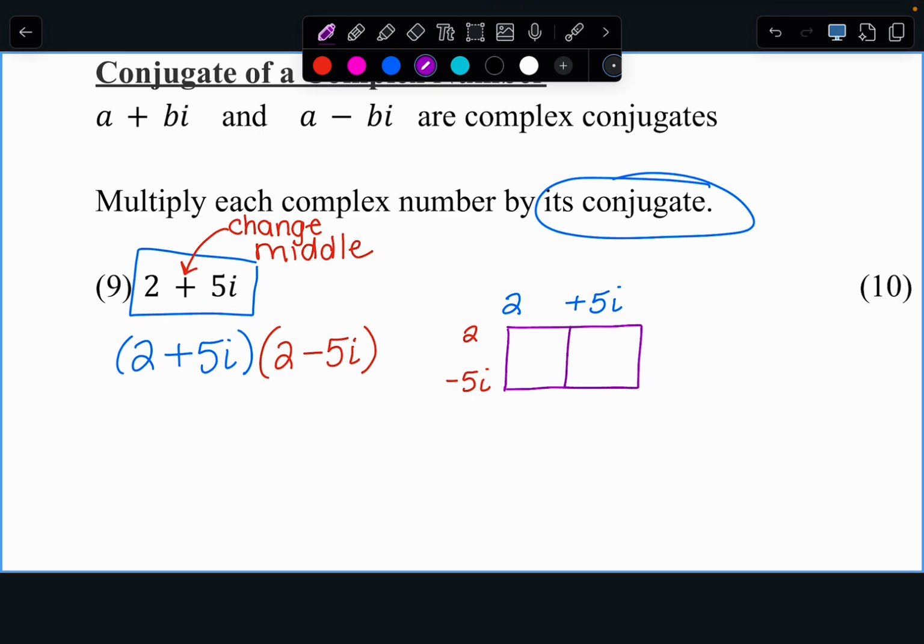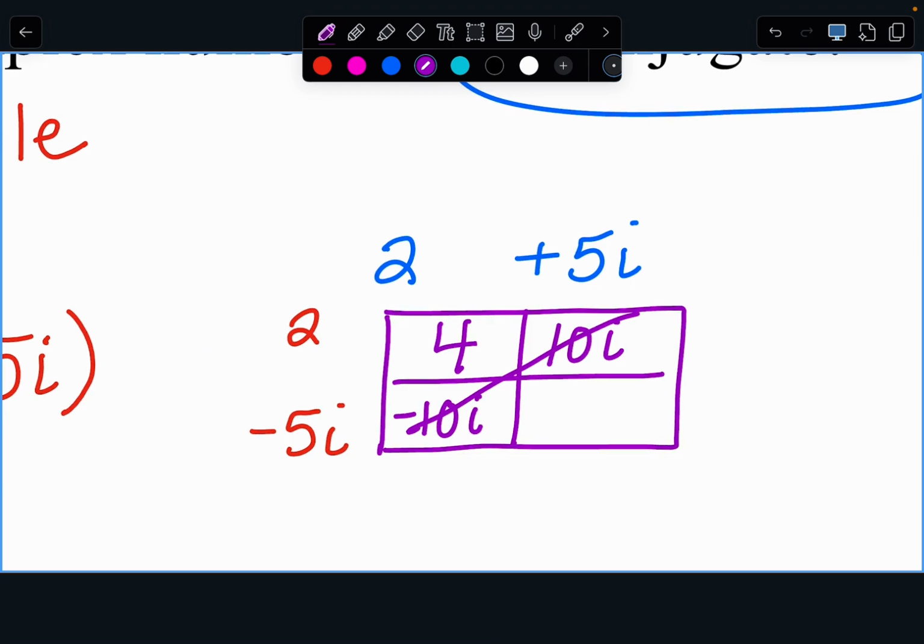2 times 2, 2 times 5i, 2 times negative 5i. Hey, look, those cancel. One's positive, one's negative. 5i times negative 5i is negative 25i squared, but i squared means change the sign, so that's just 25.